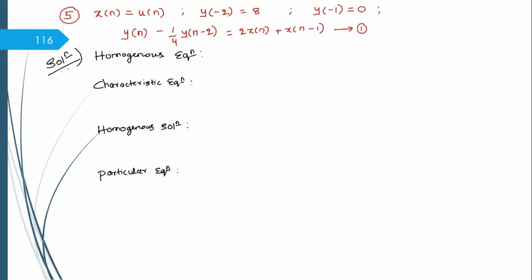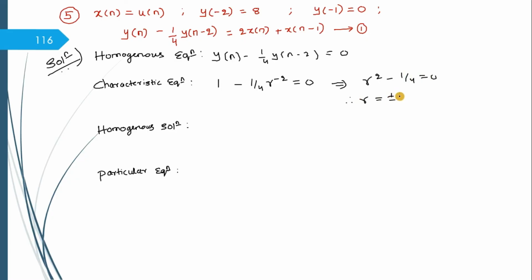The next example is where the input is x of n equal to only u of n. I'll be quick here. The homogeneous equation, this is a discrete time one, is y of n minus 1 by 4 y of n minus 2 equal to 0. The characteristic equation is 1 minus 1 by 4 r raised to minus 2 equal to 0, because here k is minus 2. Multiplying by r square throughout, r square minus 1 by 4 is equal to 0. Therefore r is equal to plus or minus 1 by 2.